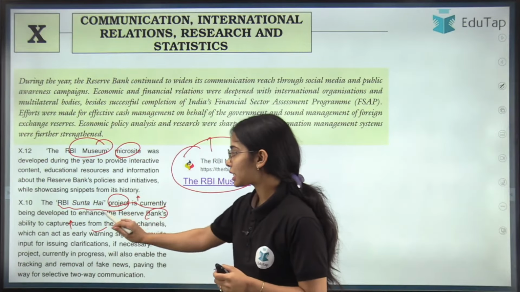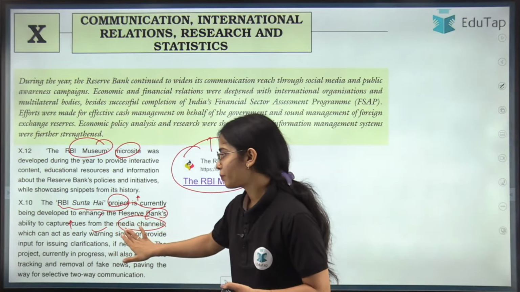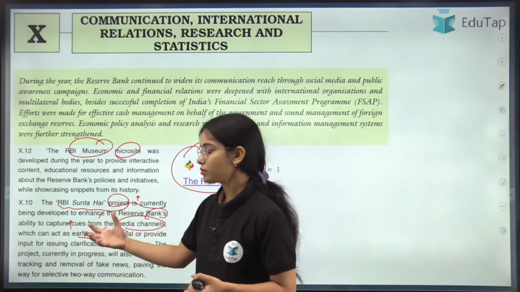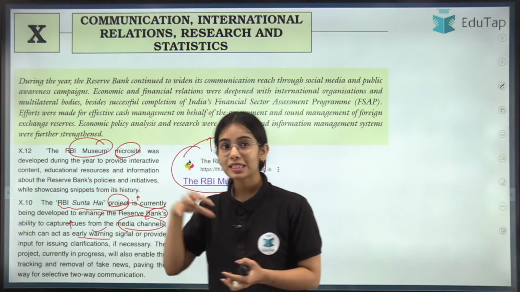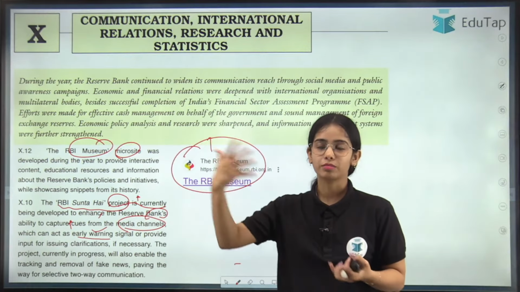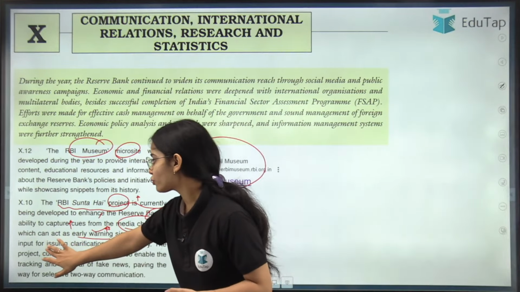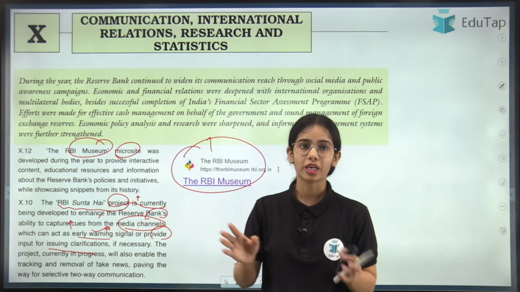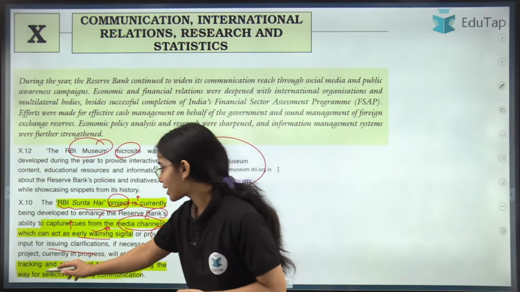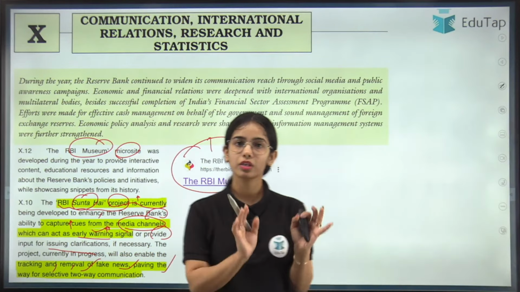It is the project that is currently being developed to enhance the Reserve Bank's ability to capture cues from the media channels, which can act as an early warning signal so that the RBI can release the required statements, and RBI can see what the narrative is that is going on, what is the idea that the media channels are promoting. So it can help RBI to have the early warning signal as well as provide input for issuing clarification by the RBI that RBI is saying this and not that. Okay, so this is RBI Sunta Hai. And tracking and removal. Under this, the RBI will track and remove the fake news, paving the way for selective conversation.